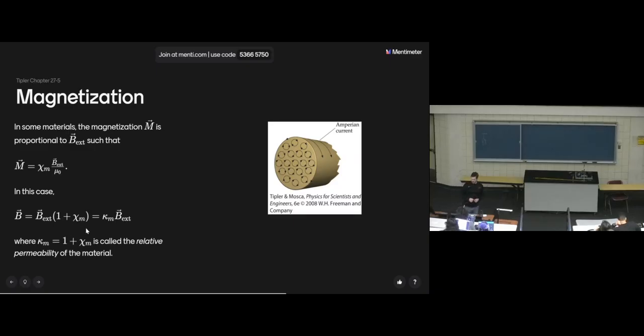Chi sub m, I've forgotten what that one's called. Kappa sub m is going to be the relative permeability of the material. Chi sub m is called, I haven't taught this in a year. I haven't had to think of it. The magnetic susceptibility of the material. Chi sub m is the magnetic susceptibility of the material.